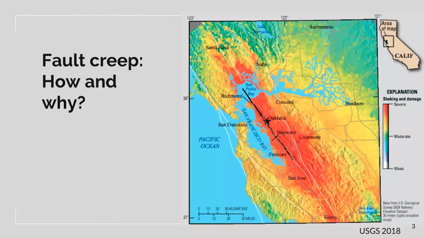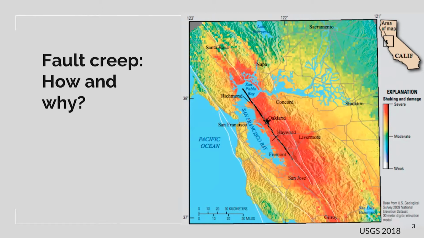So here's a map of the Bay Area, and that black line in the middle of the map is the Hayward Fault. We're pretty zoomed out. This is a pretty big scale. The scale bar on the bottom left shows 30 miles. So we're talking about a big area here.